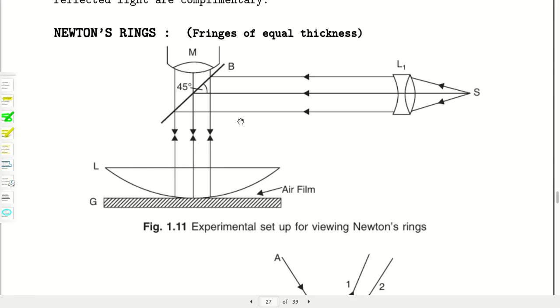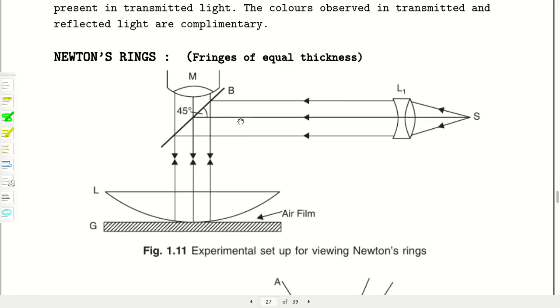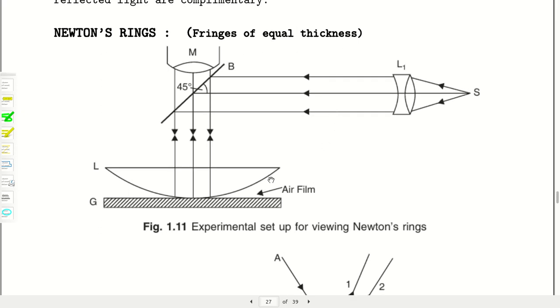Now let us move on to the experimental verification of the thin wedge-shaped film, and we will use this experiment to measure the wavelength of unknown monochromatic light. This method is known as Newton's rings method, and here also we have fringes of equal thickness, because the film is produced between the plano-convex lens and the glass plate. The air film has been produced, so mu is equal to 1 in our case.